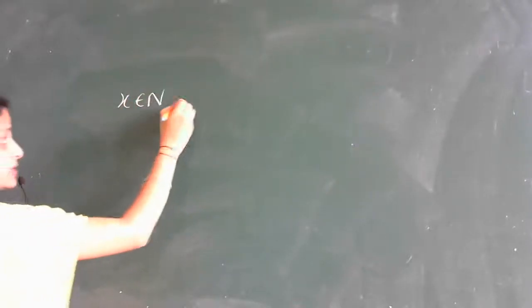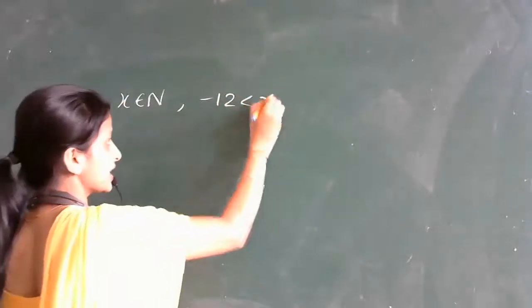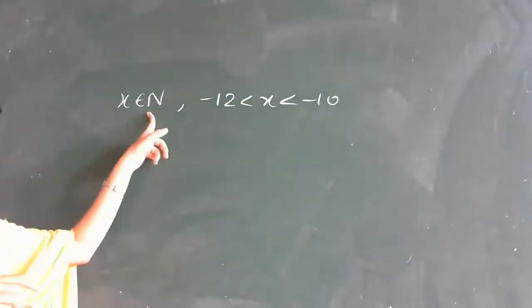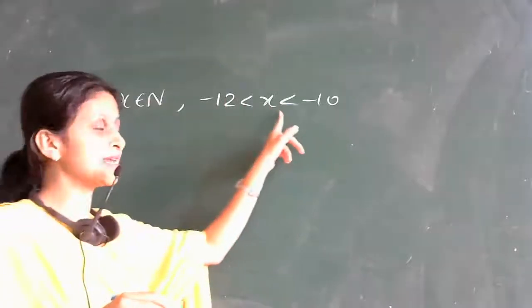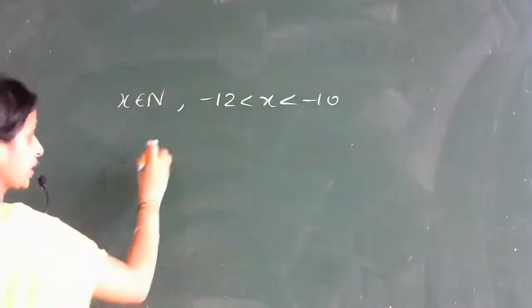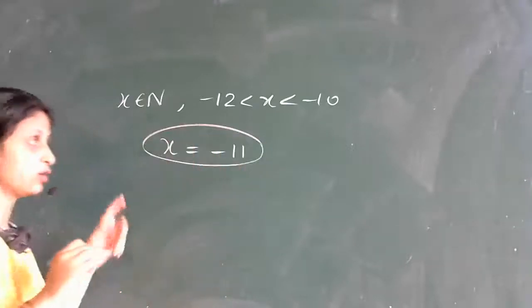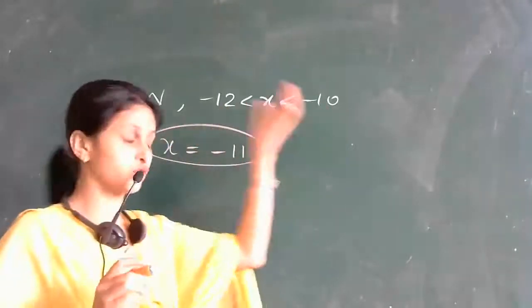If someone is saying that x belongs to natural numbers and minus 12 is less than x less than minus 10, then you can say that x will be minus 11. It will be only one number.